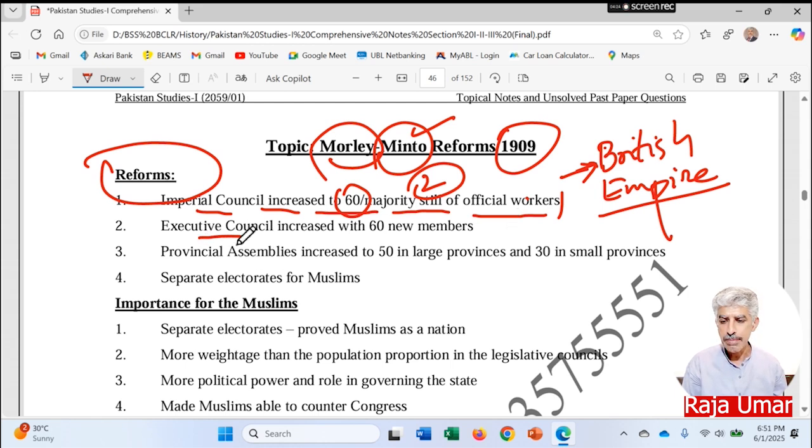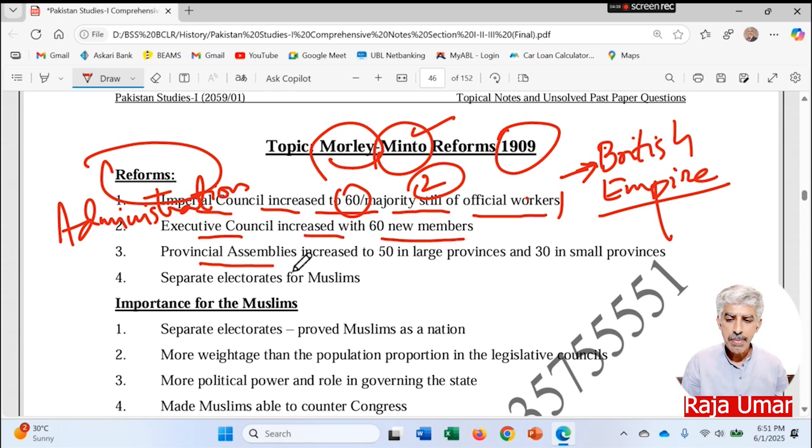The Executive Council, the council responsible for the administration of the subcontinent, increased with 60 new members in it. Provincial assemblies increased to 50 in large provinces and 30 in small provinces, and separate electorate for the Muslims.